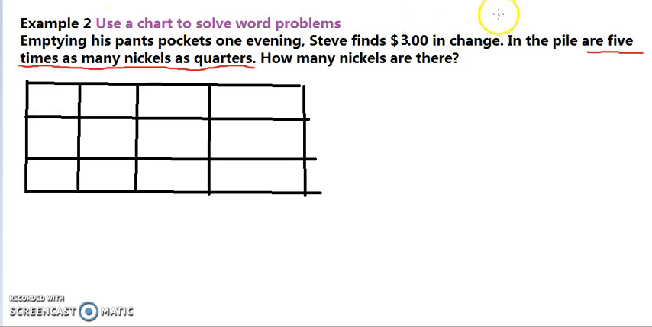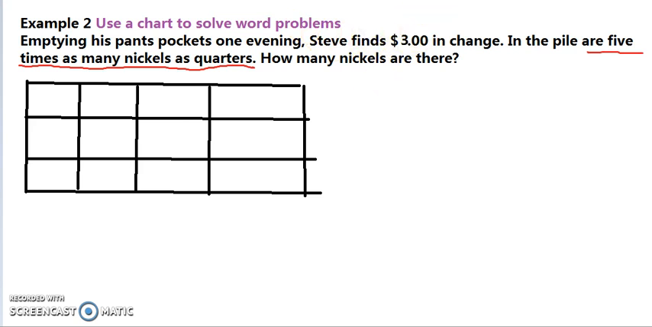In this video, we're going to look at another example of using a chart to solve word problems. Emptying his pants pockets one evening, Steve found $3 in change. In the pile are 5 times as many nickels as quarters. How many nickels are there?